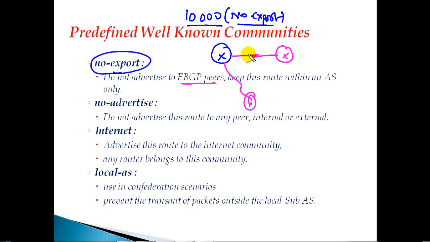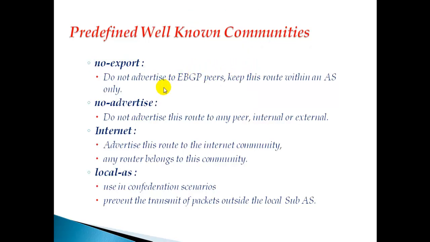No export means it should not be advertised to its external BGP neighbor, but it will advertise to all the routers within the same autonomous system number. Which means this router receives it, and it will advertise to each and every router inside the same autonomous system number, but that update will not be advertised to any external autonomous system. So that is what we call no export. Do not advertise to external BGP peers, but it will still advertise to internal peers, which means that particular route will be advertised within the same autonomous system number.